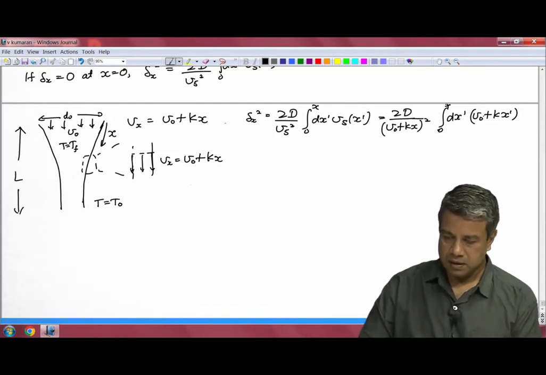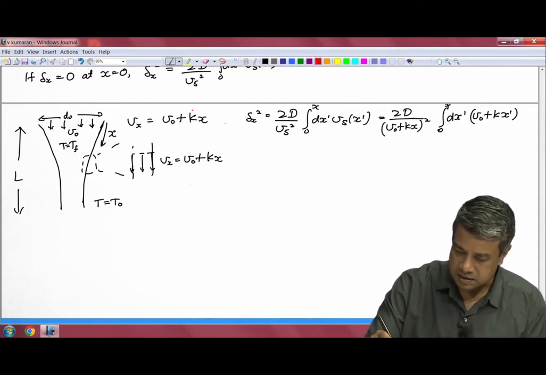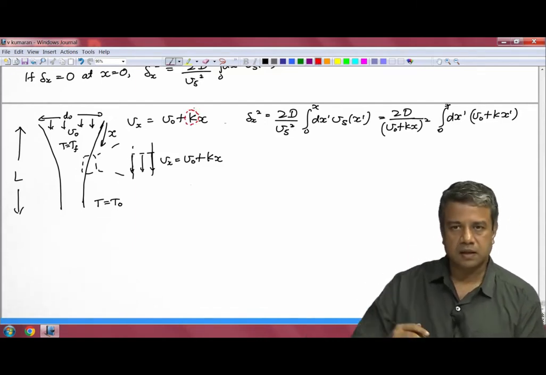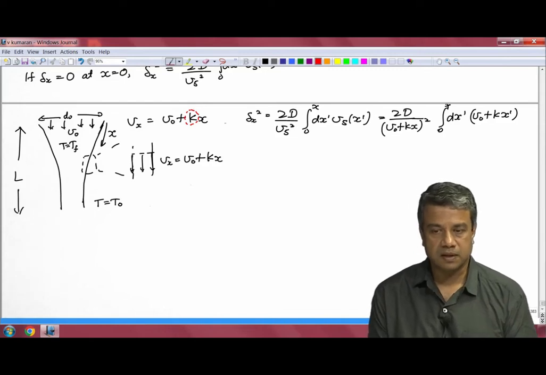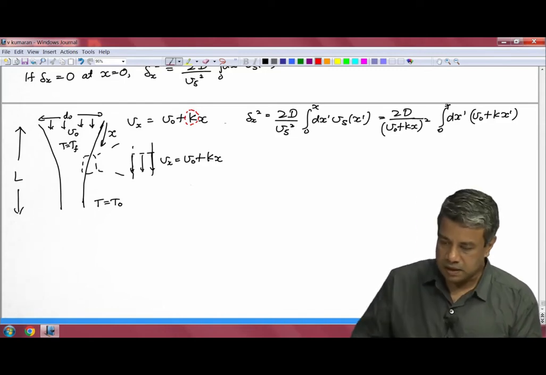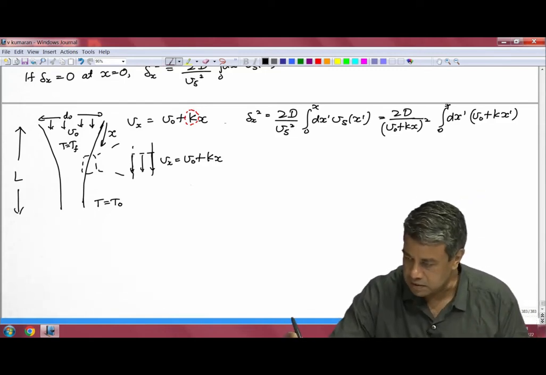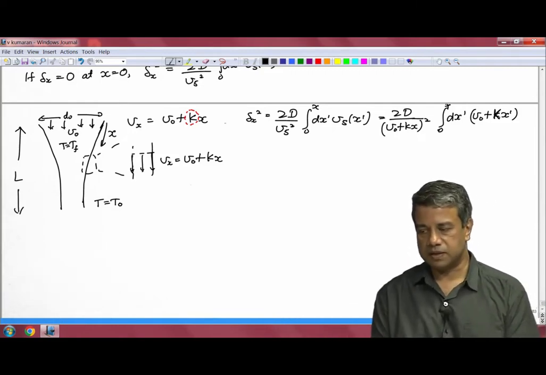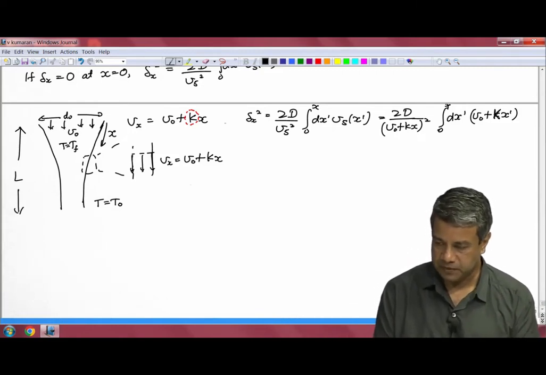Okay. Note that this k is the extension rate, not to be confused with the thermal conductivity, which I will be writing with a small k.